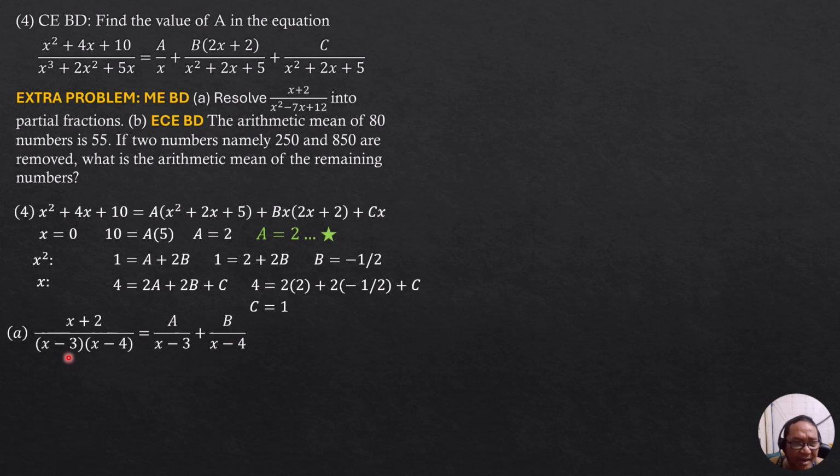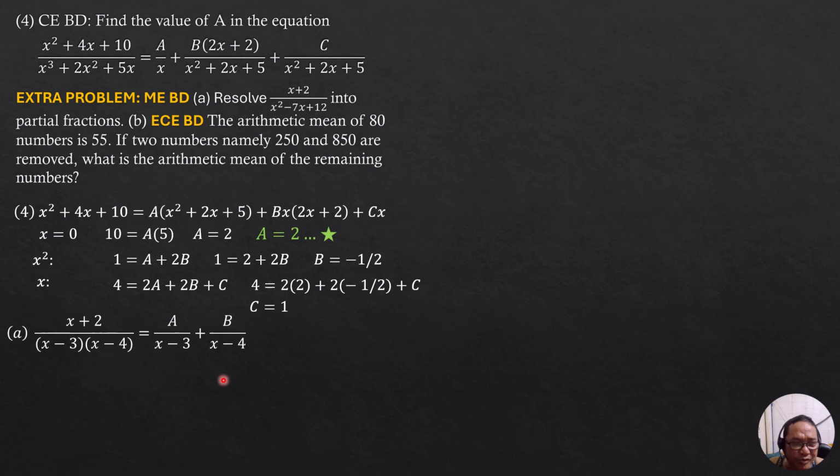Now, the denominator here can be expressed as a product of linear factors, so (x minus 3) and (x minus 4). We call this case 1, where the denominator is composed of distinct linear factors. So if the denominator is linear, the numerator is 0 degree, or constants.